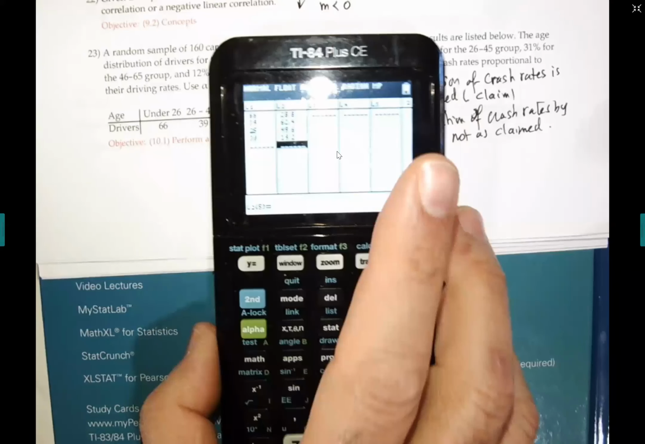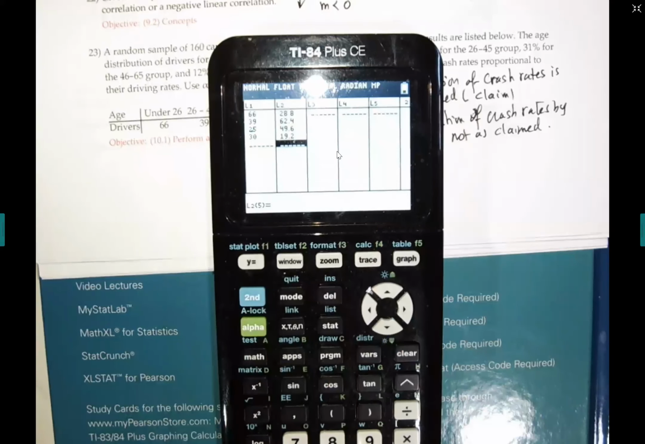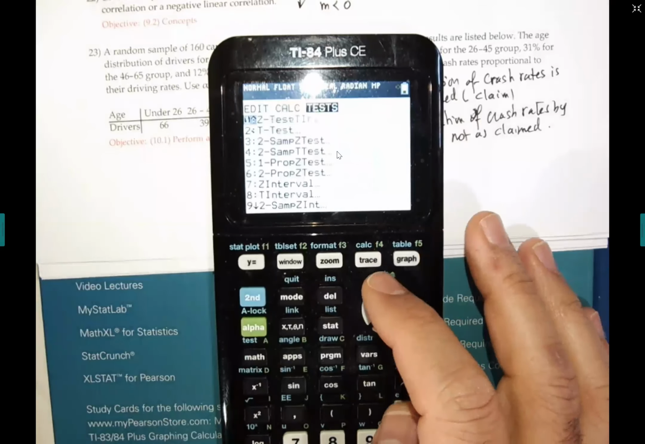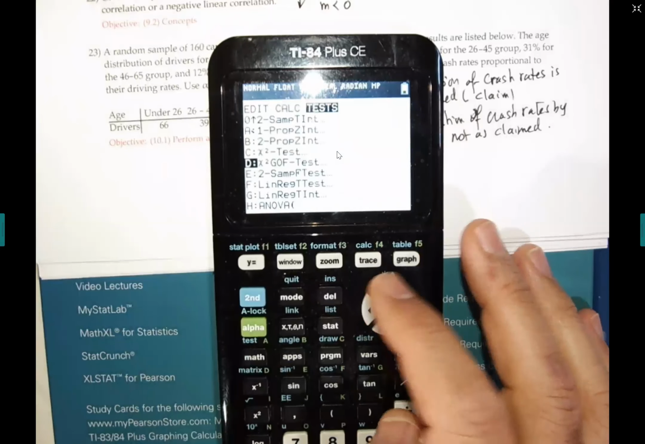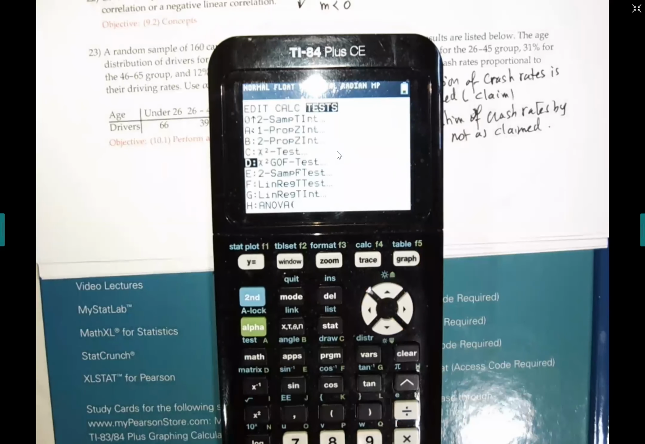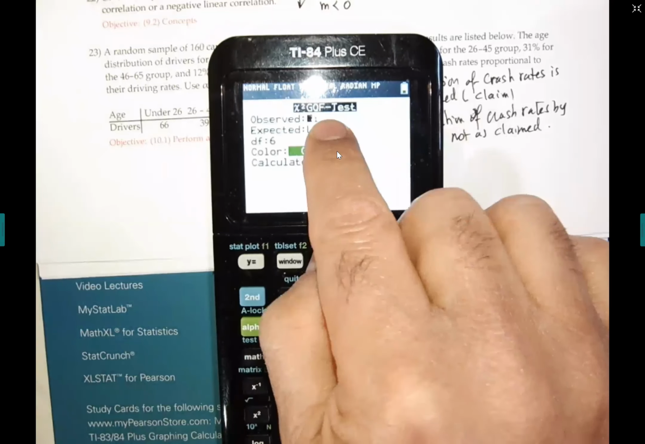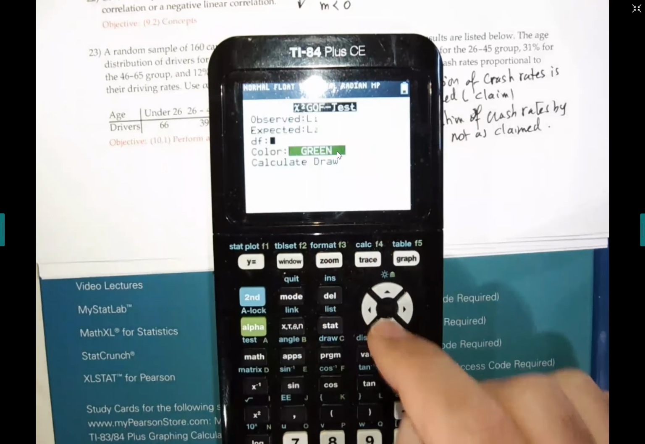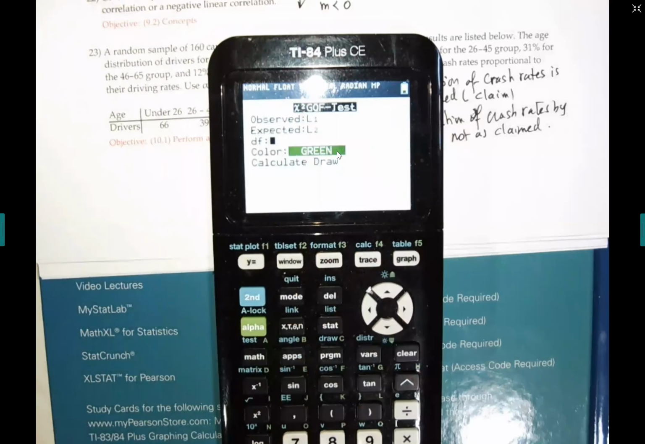I'm ready now to show you how to do the test. Now you go to Stat, Tests, scroll up. It's this test, guys. Chi-square goodness of fit test. Enter. Confirm. Did you put the observed in L1? Yes. L2, but degrees of freedom. Degrees of freedom for the goodness of fit is number of categories minus 1. So I have 4 categories minus 1. It will give me 3. You must do this. Calculate.